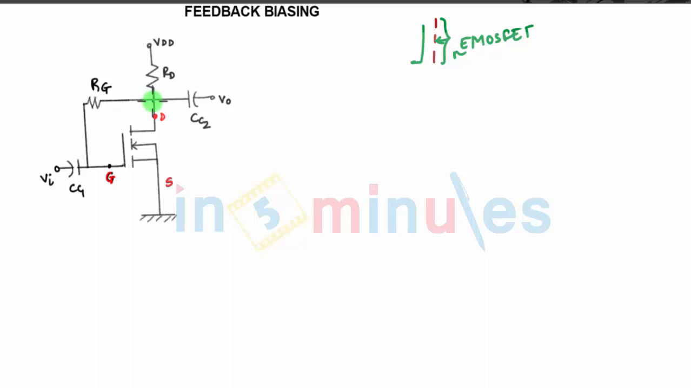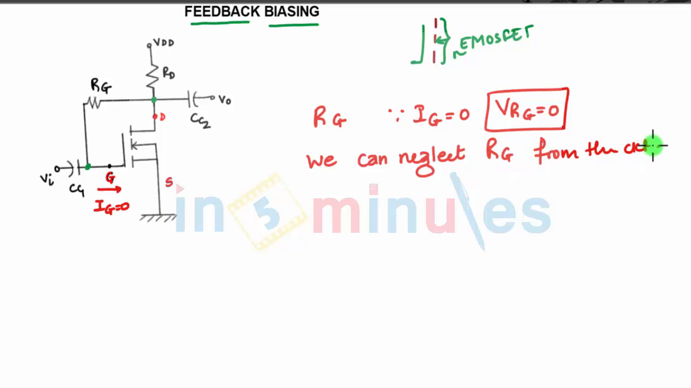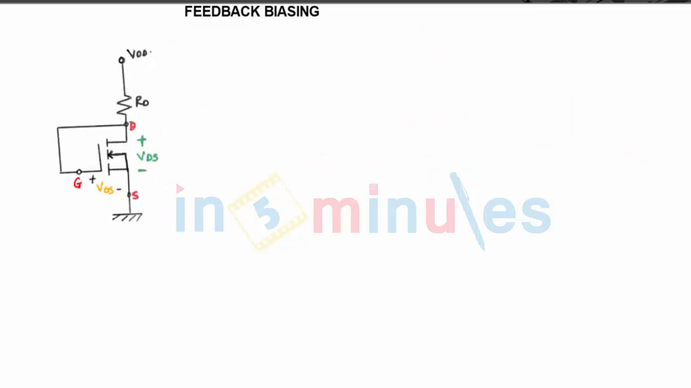Now feedback biasing is where part of the output is fed back to the input, so this type of biasing is called feedback biasing. In the diagram, the resistor RG brings a suitably large voltage to the gate to drive the MOSFET on, but the current flowing into the gate, IG, is 0. Since IG equals 0, the voltage drop across RG will be 0. That means we can neglect RG from the circuit. So the circuit after neglecting RG looks like this. We are removing the effect of RG.